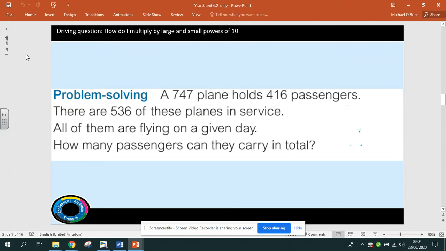Okay, a 747 plane holds 416 passengers. There are 536 of these planes in service. All of them are flying on a given day. How many passengers can they carry in total? Okay, so you've got three numbers written down there. You have to decide how many of them you need to answer this question. When you're ready, pause the lesson, please. And when you've done the calculations, return back to me, please.